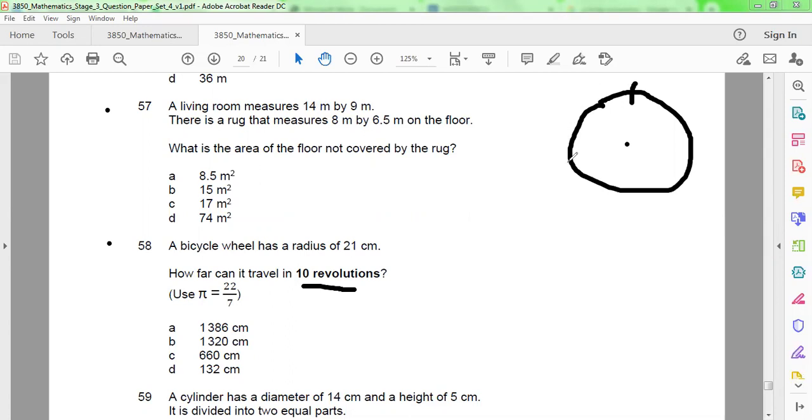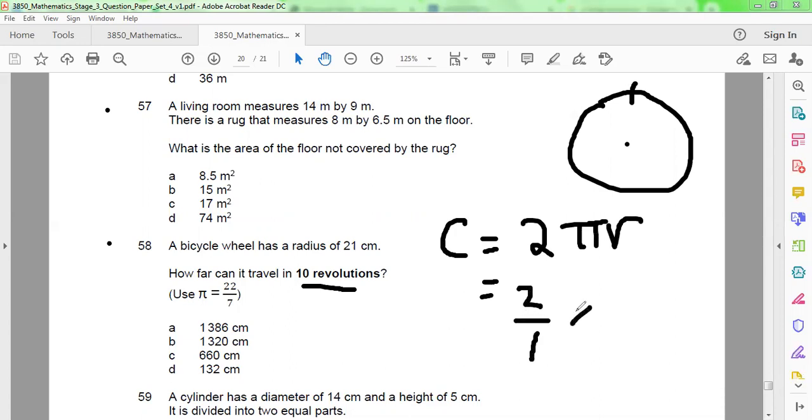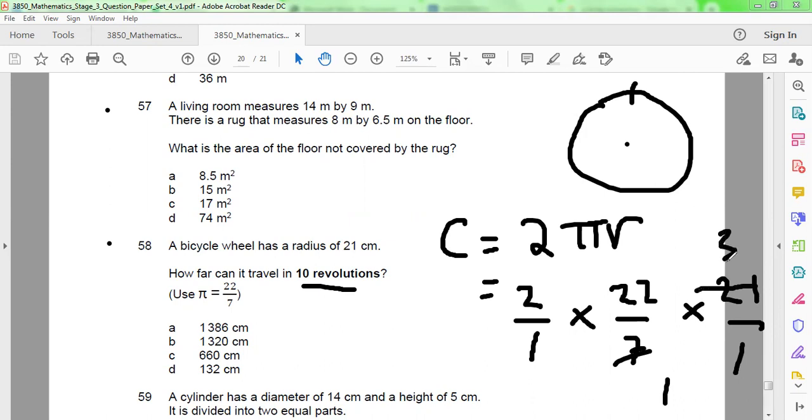So what we need to do is find the distance around that wheel, which is the circumference of a circle. The formula is C equals 2 pi r, and yet again they insist on us taking pi as 22/7, and the radius is 21. So let's do a quick cancellation here. 7 into 21 goes 3. When we work that out, that's going to be 2 times 22, which is 44. 44 times 3 is 132. So the circumference of the bicycle wheel is 132.